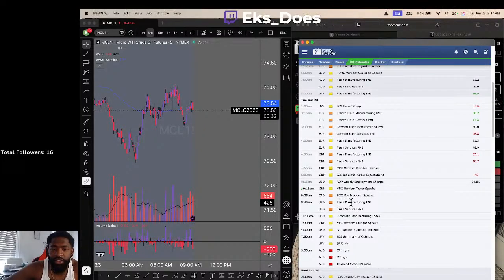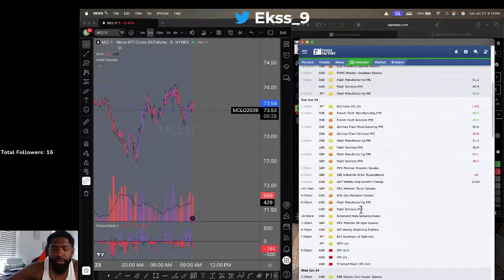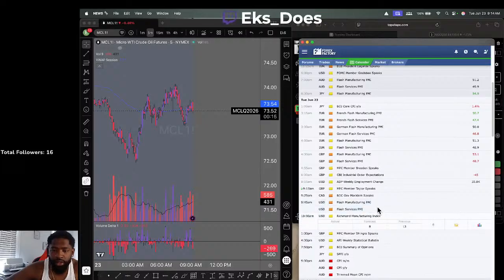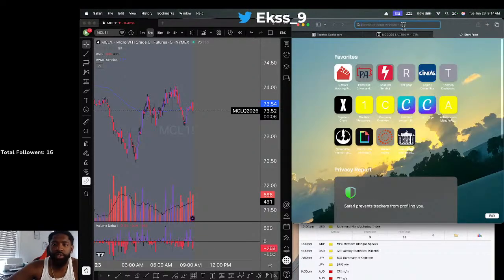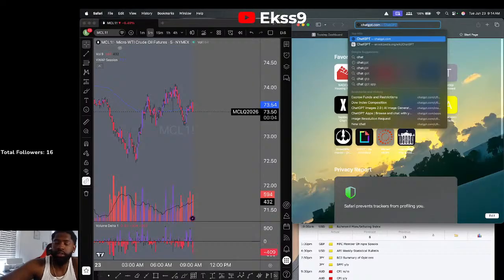Flash manufacturing PMI, flash services PMI. So that's what's going on as far as news today with the United States dollar. Oh, and it says Richmond Manufacturing Index. Okay, so let's look at what all this means, right? So flash manufacturing PMI. What does that mean? Let's get ChatGPT up in the building.